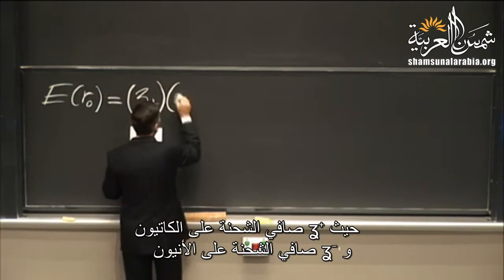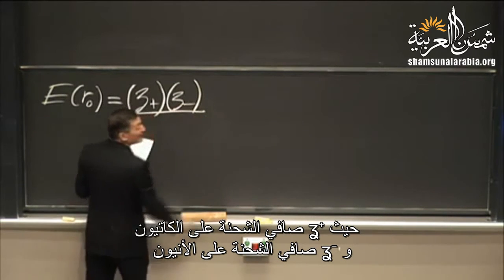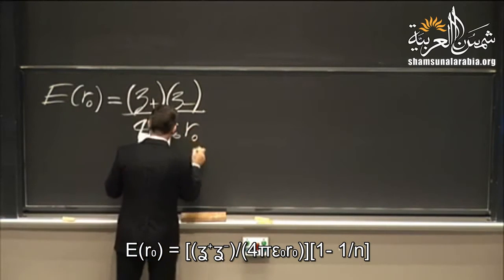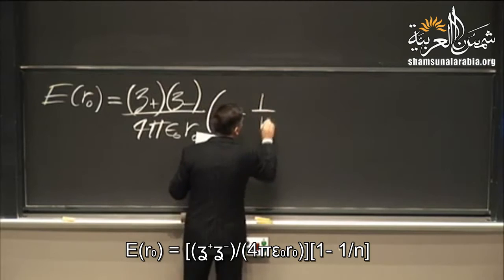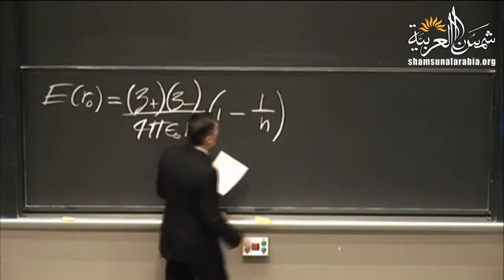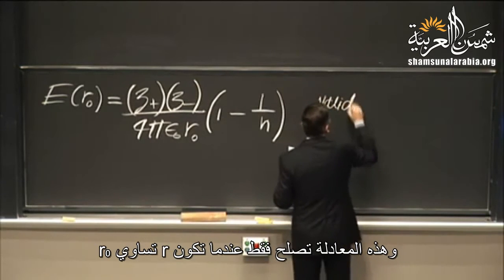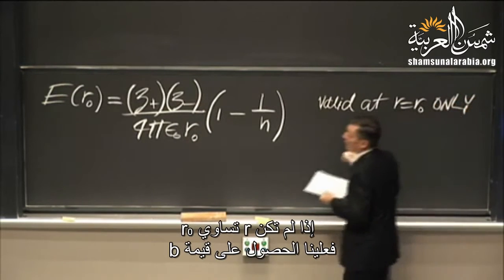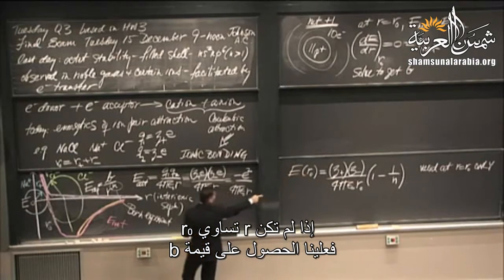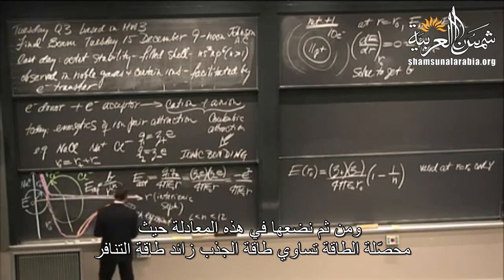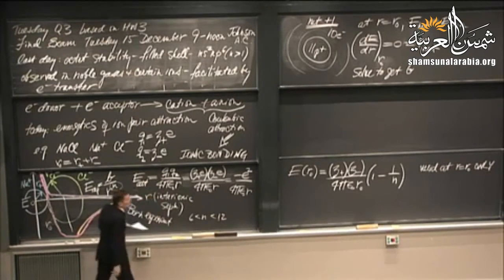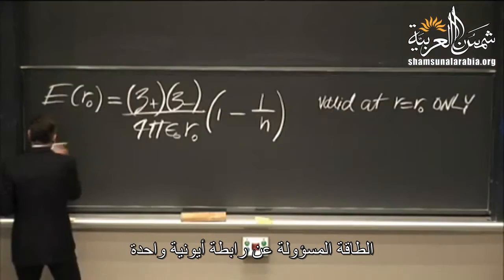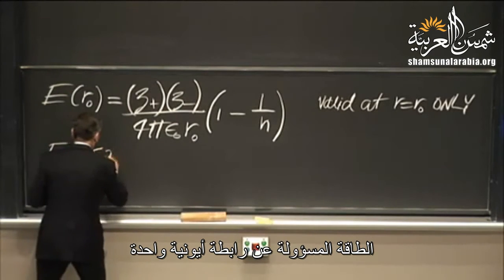Z plus, which is the net charge on the cation, times Z minus, which is the net charge on the anion, divided by 4 pi epsilon 0 r naught, times 1 minus 1 over n, where n is the Born exponent. And this is valid at r equals r naught only. Valid at r equals r naught only. If you're not at r equals r naught, then you can get the value of B and then put it into this expression, where E net will equal E attractive plus E repulsive.